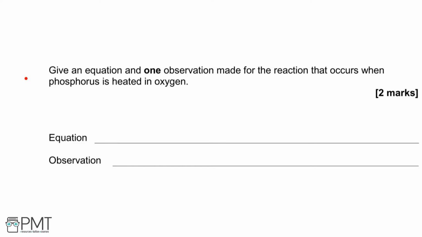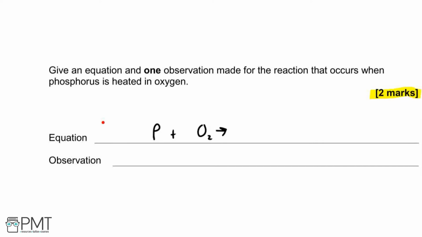Give an equation and one observation made for the reaction that occurs when phosphorus is heated in oxygen. This question is worth 2 marks. We're going to get one for the equation and one for the observation. So to begin with, the equation: phosphorus being heated in oxygen means that we're going to get phosphorus plus oxygen producing phosphorus oxide.